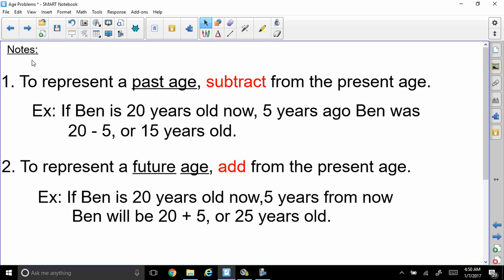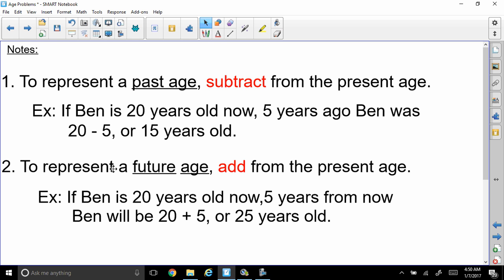So, first thing you should know, to represent the past age, you must subtract from the present age. For example, if Ben is 20 years old now, 5 years ago Ben was 20 minus 5, or he was 15 years old. So we're subtracting from the present age because we're talking about the past age, some time ago.